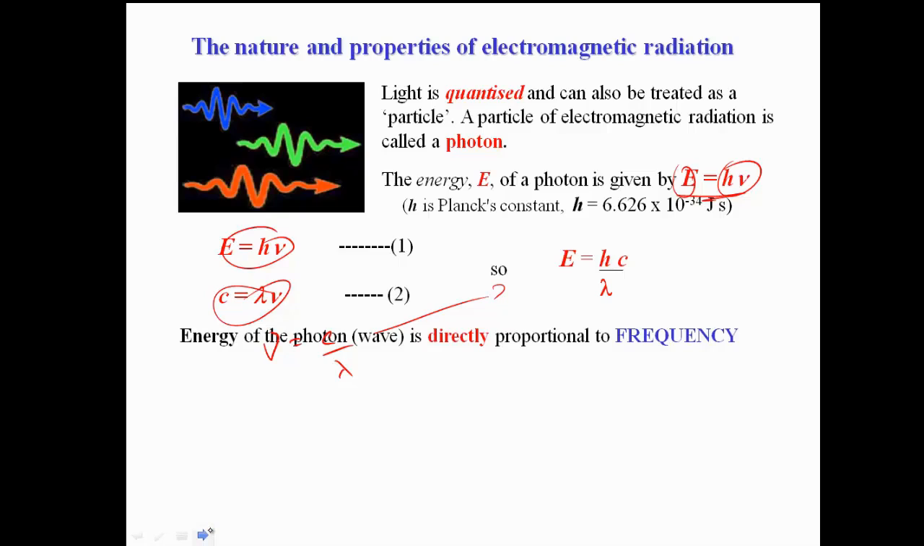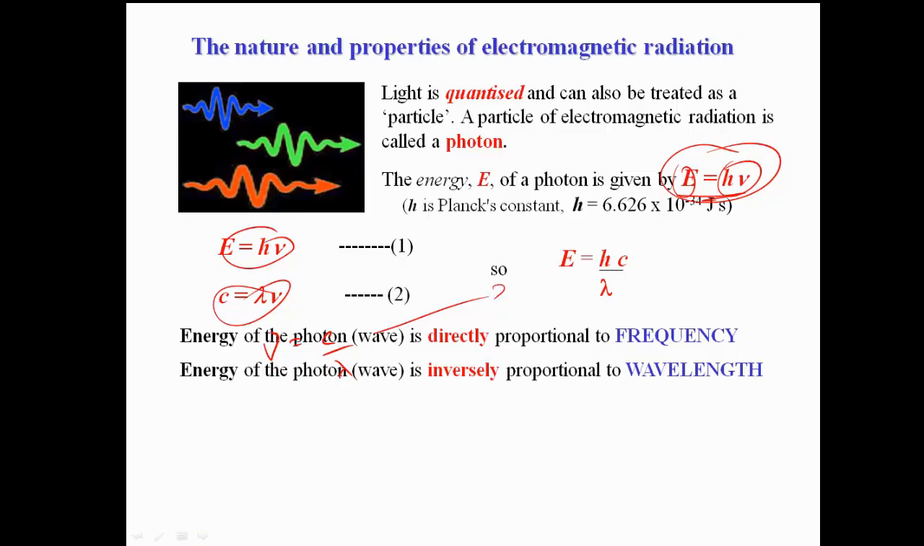So the energy of a photon is directly proportional to frequency. That should be obvious from this equation: E is equal to h nu, E is proportional to frequency, and h, Planck's constant, is a proportionality constant. And the energy of the photon is inversely proportional to the wavelength. If you think back to the slide we had with the electromagnetic radiation spread out, the longer the wavelength, the lower the energy. This comes from this relationship here. You can see that E is proportional to 1 over the wavelength.